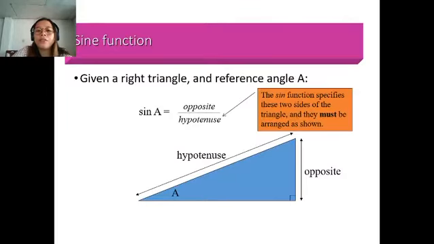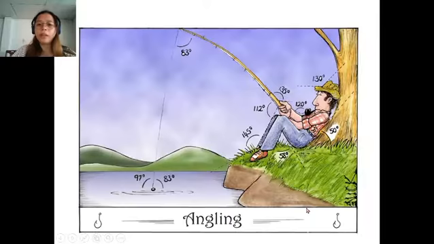First off, I should discuss the different sides or parts of our triangle. This one is the hypotenuse, the longest part of our triangle. We have the opposite side, and this one is the adjacent side. So we can become familiar with them.